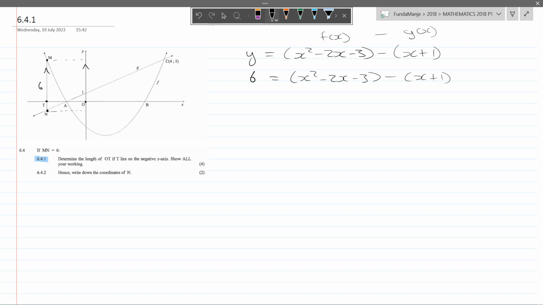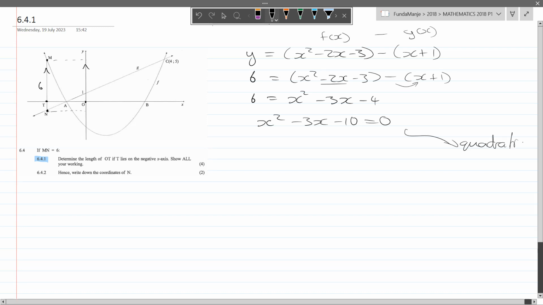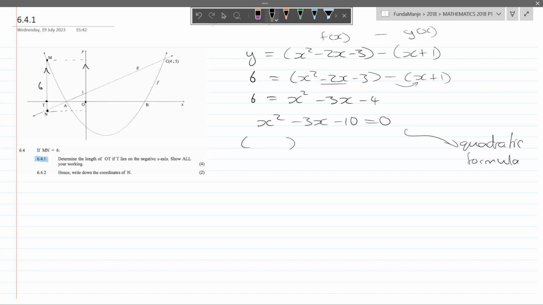So simplifying this, we'll have 6 is equal to x squared, then we have minus 2x minus x, that gives us minus 3x. Then we have minus 3 minus 1, that gives us minus 4. Then we can take 6 to the other side, becomes minus 6. We're going to have x squared minus 3x minus 10 is equal to 0. Then at this point, you can use your quadratic formula if you want to, or you can solve it using the factors of minus 10.